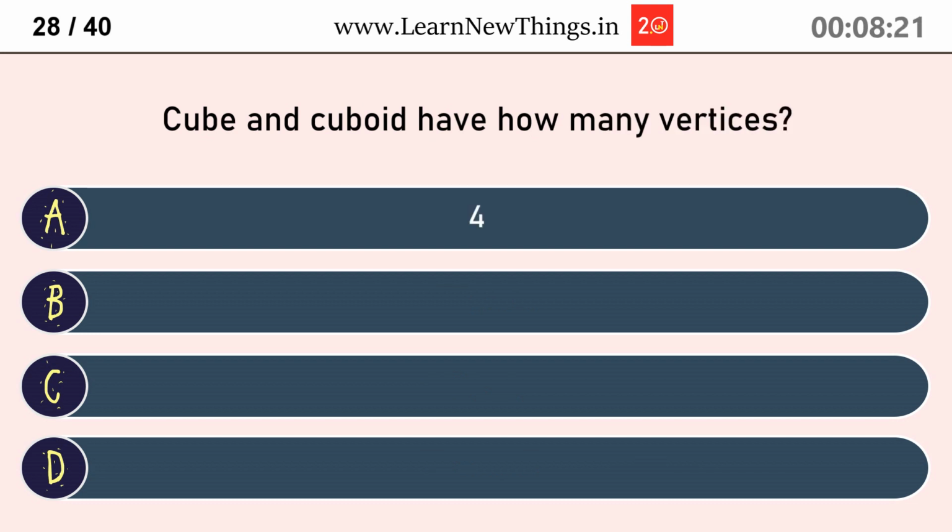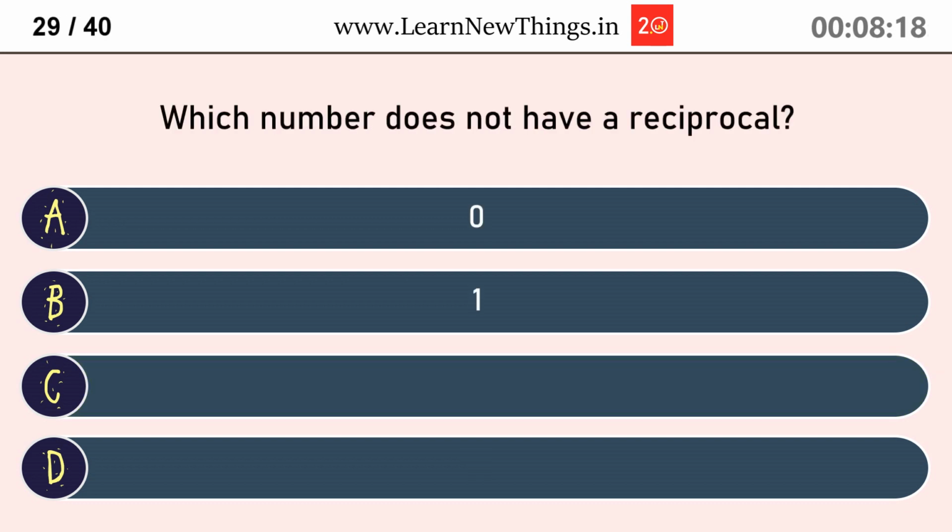Cube and cuboid have how many vertices? 8. Which number does not have a reciprocal? 0.